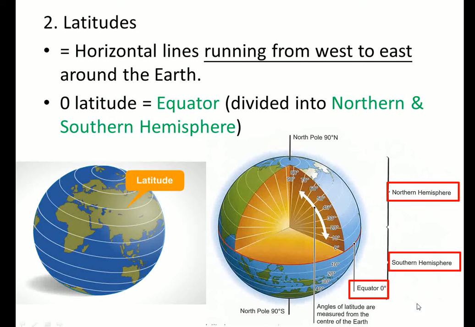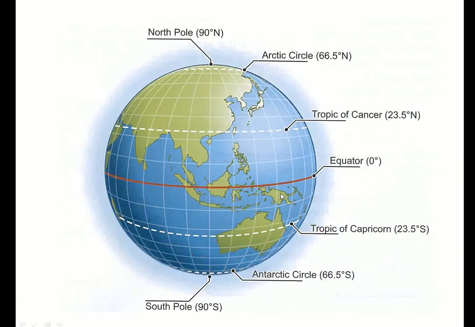Can you follow? So here we have the longitudes, and we also have the latitudes. Can you find it? The latitudes and longitudes make a lot of squares. So we use these squares to tell the location.